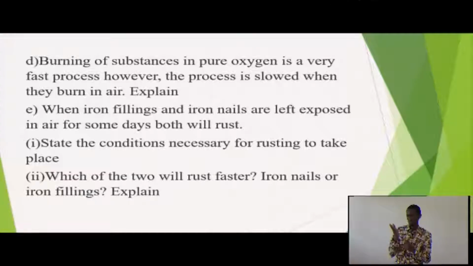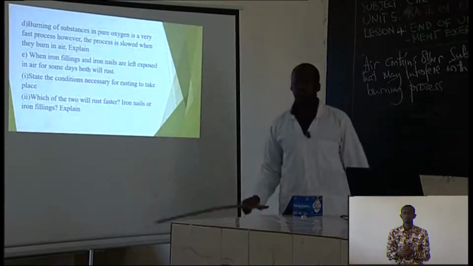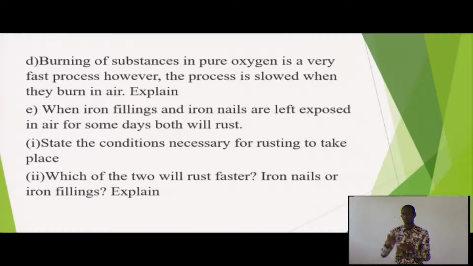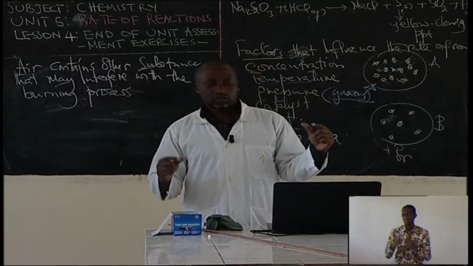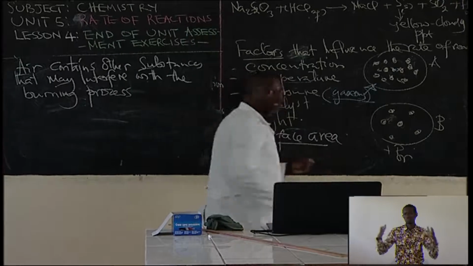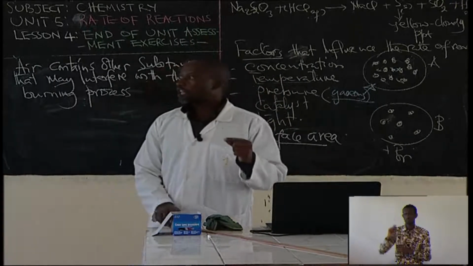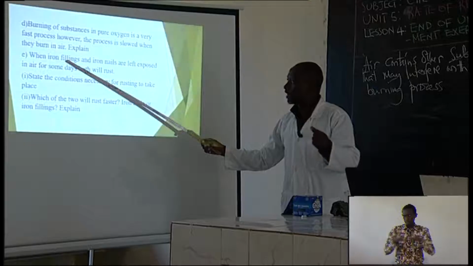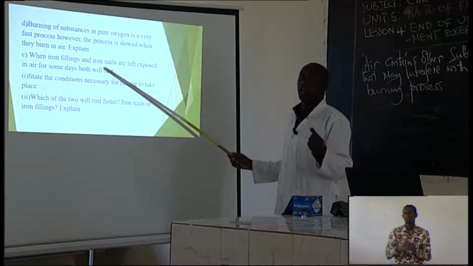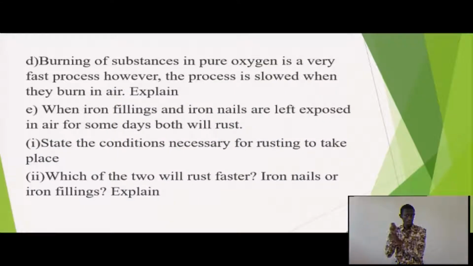When iron filings and iron nails are left exposed in air for some days, both will rust. Iron filings are powdered, small particles, and then nails are bigger. So the effect of the surface area still comes in. The iron filings will rust faster compared to the iron nails because of the increased surface area.